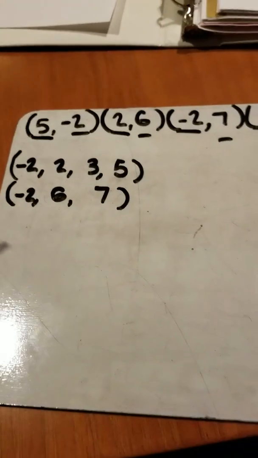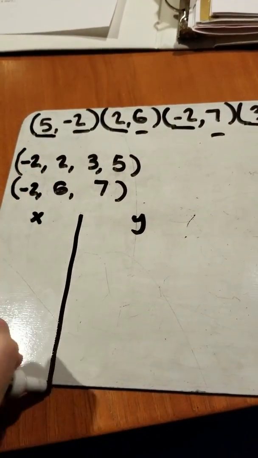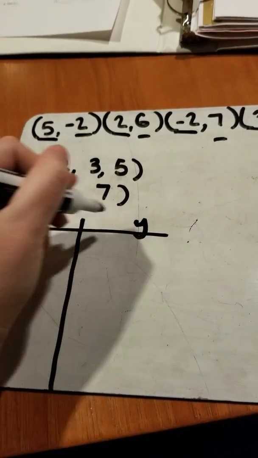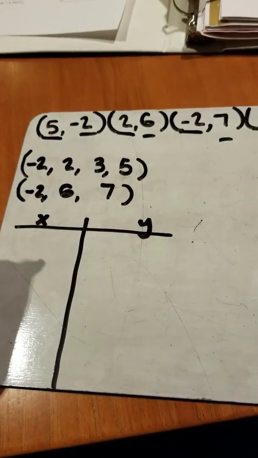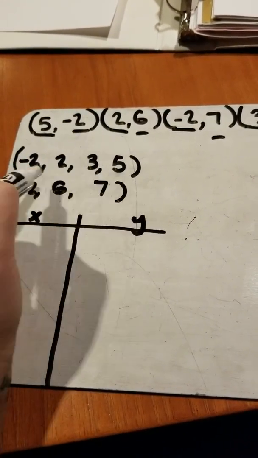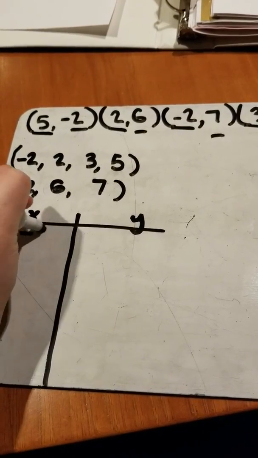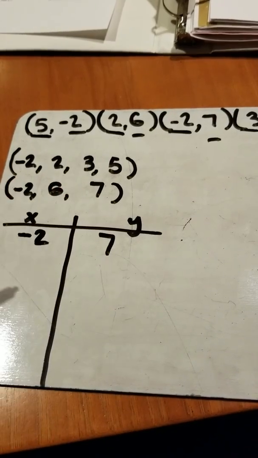Now, we learned how to make tables out of this. We have our x and our y value, or our input, our output, our domain, our range, or independent and dependent variables. So we need to find the lowest number x we have. So let's look at our domain. -2 is the lowest number x we have. Well, 7 is the number that goes with that. So we have -2, 7.